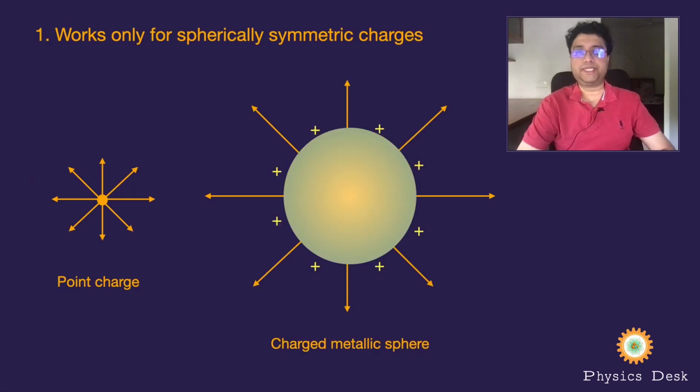The first limitation is that Coulomb's law works only for spherically symmetric charged objects due to the inverse square nature of the electric field. That means it works for a point charge. It also works for a charged metallic sphere having a uniform charge distribution on its surface.